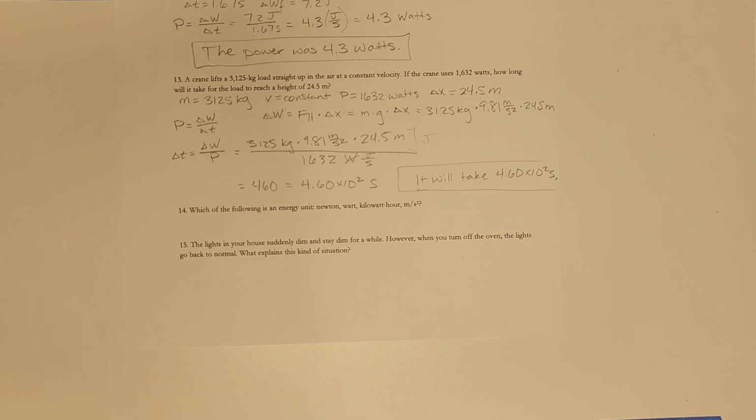So when appliances require more power than what they can get, they either stop working or they don't do their job as well. And so in the case of lights, that means that they become dim. And so by shutting off the oven, more power went to the lights, which allowed them to work more like they are supposed to. So that is the end of these review questions.